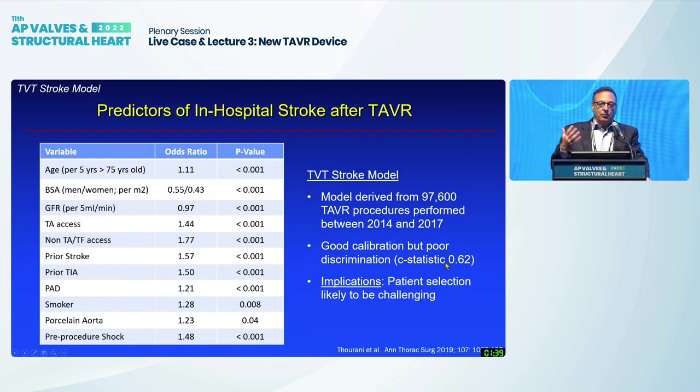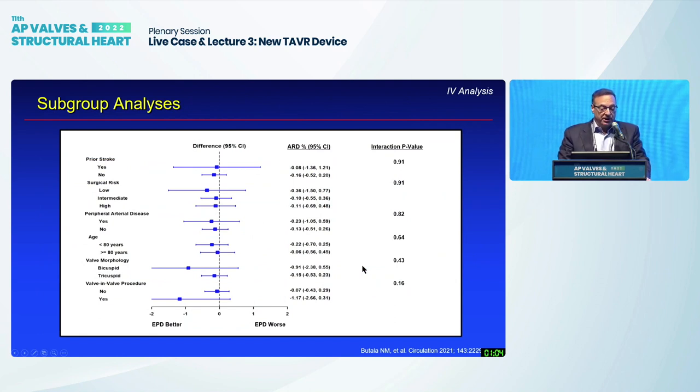But is there any evidence that we can select patients based on clinical characteristics? This is a model we published a few years ago, looking again at data from the TVT registry, looking at a number of different risk factors that are associated with an increased risk of stroke. But the key message here is that the C statistic indicating how well we can actually predict stroke is very low, 0.62. Remember, 0.5 with a C statistic is a coin flip. And so the implication here is that patient selection based on risk stratification is likely to be fairly challenging. We're just not that good at predicting stroke.